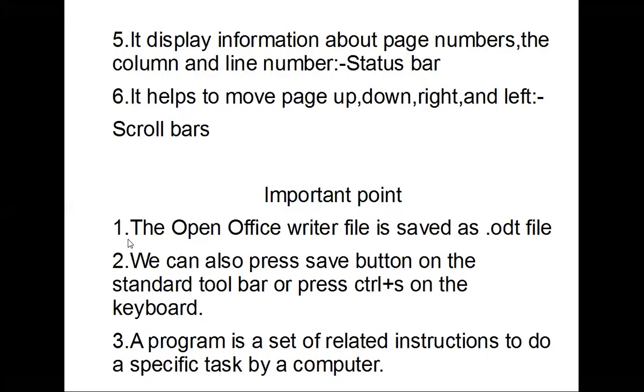Next, important points. Point number one: the OpenOffice Writer file is saved as an .odt file. The OpenOffice Writer extension is .odt. And next, point number two: we can also press the save button on the standard toolbar, or press Control S, the save shortcut key, on the keyboard. Next, point number three: a program is a set of related instructions to do a specific task by the computer.